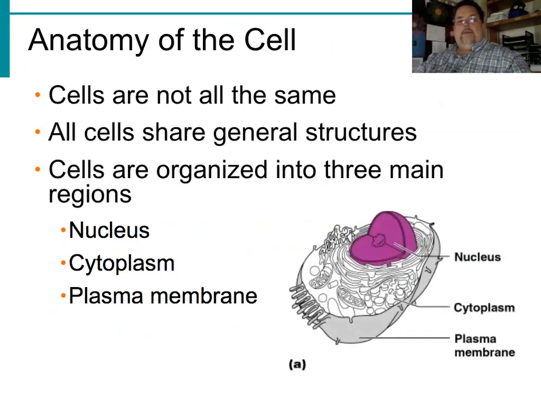Now, if you look at the anatomy of cells, cells are not all the same. All cells share a general structure, though. You'll see a cell membrane, you'll see a nucleus, generally, not always, cytoplasm, and a plasma membrane, which is the cell membrane. All these different organelles have a plasma membrane. We'll get into that a little later. The cytoplasm is everything outside of the nucleus and inside the cell membrane. So that includes all the organelles as well as the watery stuff inside cells, known as cytosol.